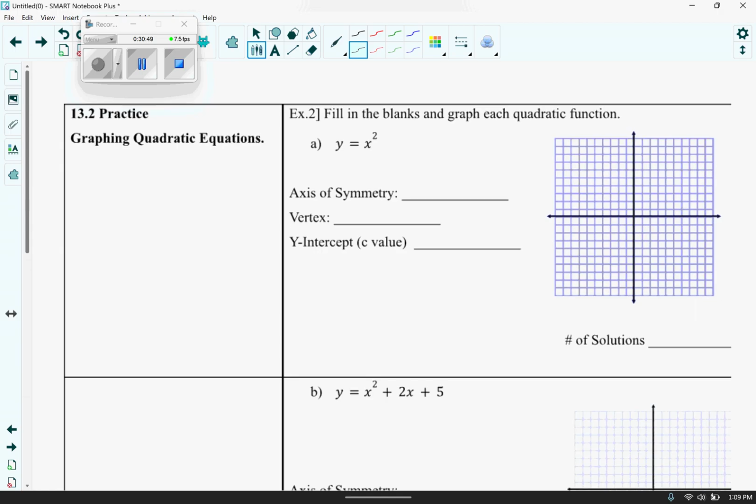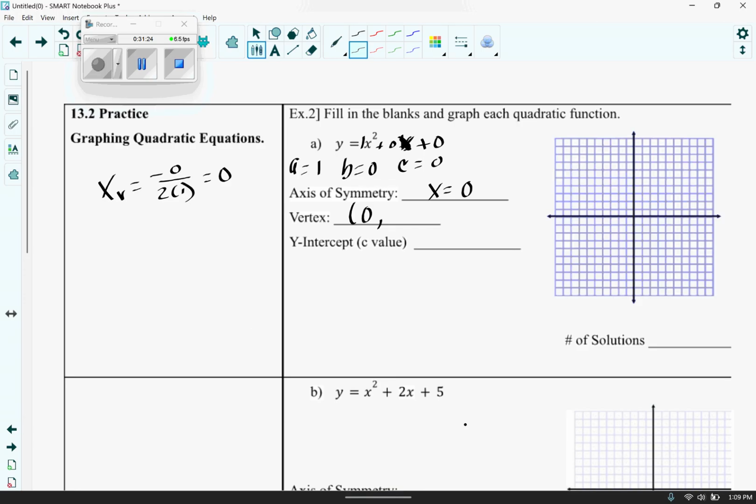Now in these last ones, I would like you to try them on your own a little bit, see how you do. Keep in mind, this is like the a value is 1 plus 0x, the b value is 0, plus 0, which is your c. So a equals 1, b equals 0, c equals 0. So x vertex is opposite of 0 over 2 times 1, which is going to give me 0 divided by anything is 0. X equals 0. The vertex is 0. When I plug in a 0, you know I'm going to get that c value. So we're going right through the origin.